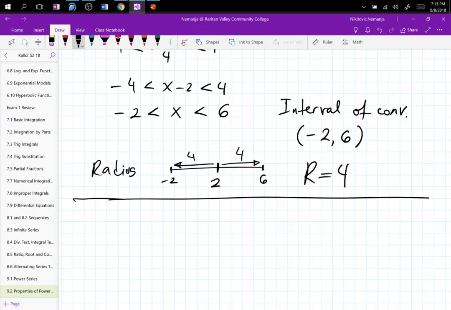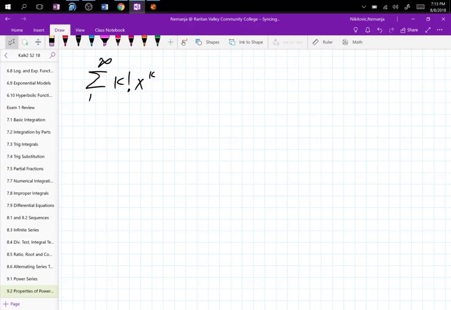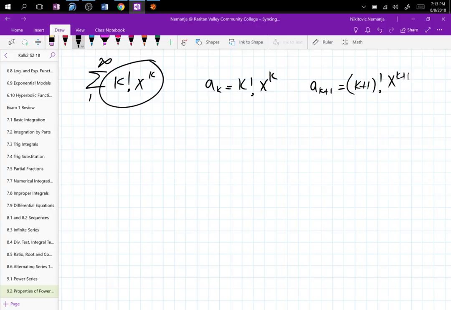So we got that. The third and last problem for today is the sum of k factorial x to the k, from 1 to infinity. What do we do? Ratio test. So a_k is k factorial x to the k, and a_(k+1) is equal to (k plus 1) factorial x to the k plus 1. Now this does look like a divergent thing, right? It looks like it should diverge because there's no denominator to pull anything down.